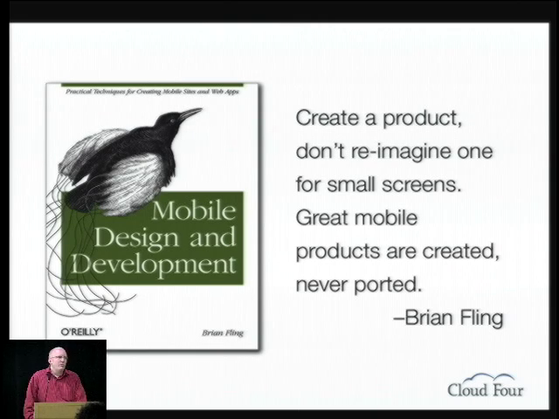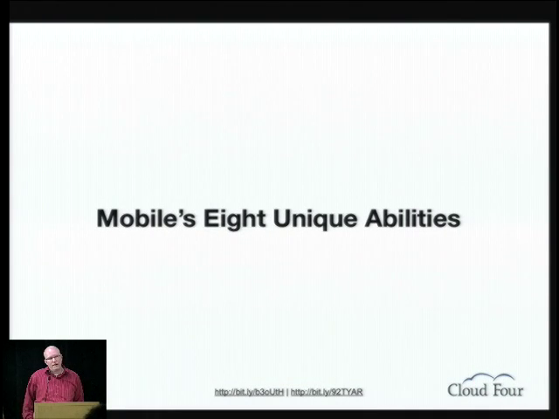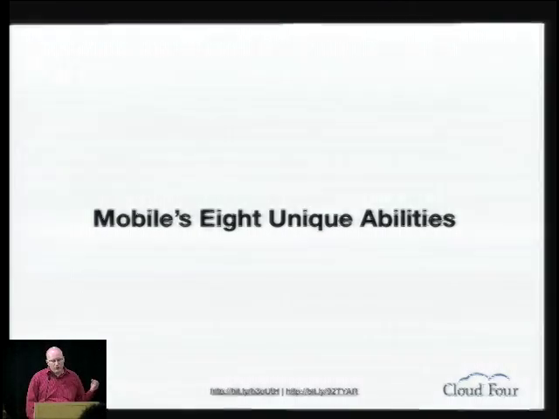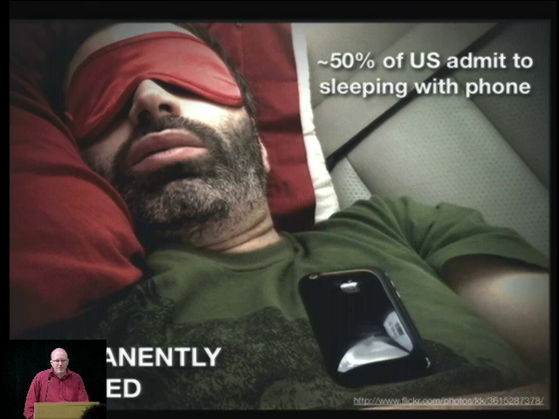And this is another reason why I think that the idea of just providing the same information and reformatting it for different screens is sort of a false notion. It doesn't make sense. Tommi Ahonen, who is a great European mobile analyst, has been writing about mobile for quite some time, talks about mobile's 8 unique abilities. The first one is that it's personal, that 63% don't share their phones even with their spouses. The second thing is that it's permanently carried.